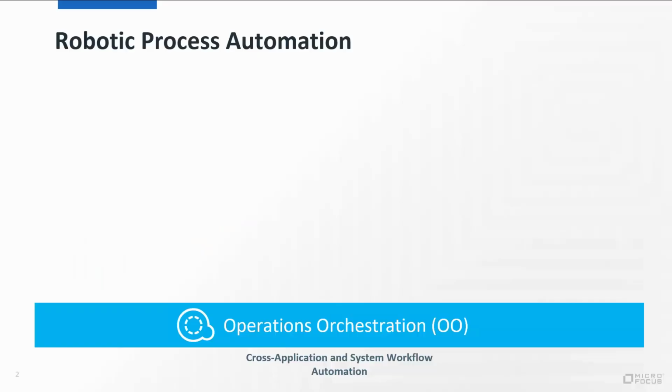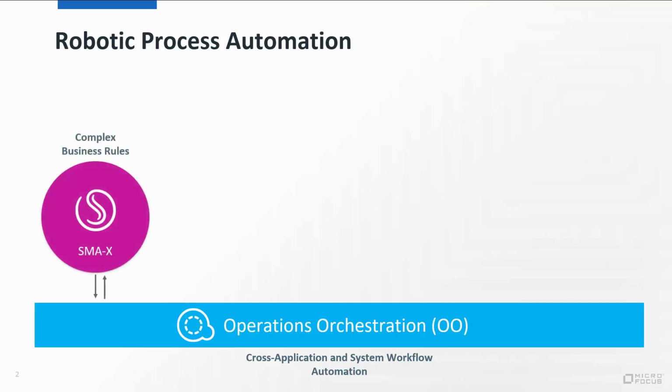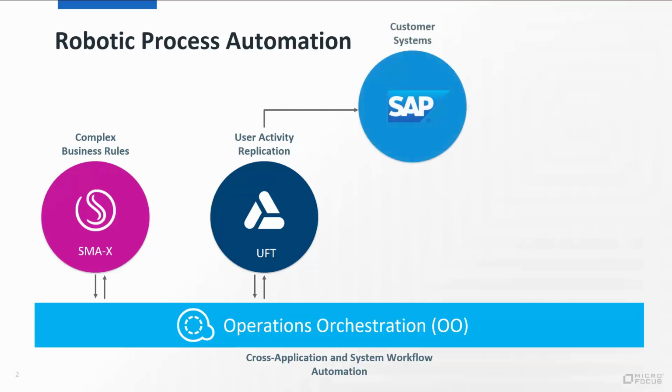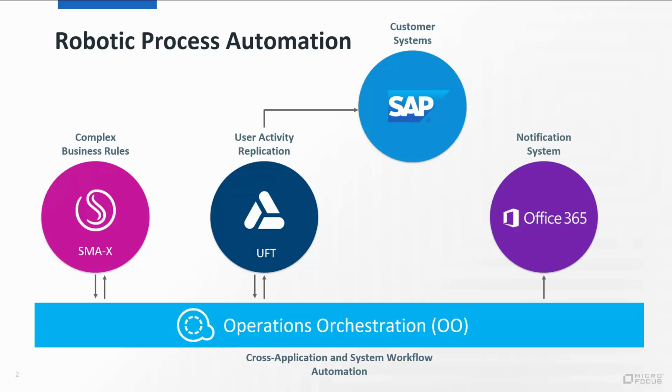We have Operations Orchestration as the cross-application and system orchestrator. Complex business rules are defined in SMA-X, with user requests getting directly to SMA-X. UFT handles both the user activity replication and customer system control, and notification with Office 365. Everything is controlled, as seen, by Operations Orchestration.